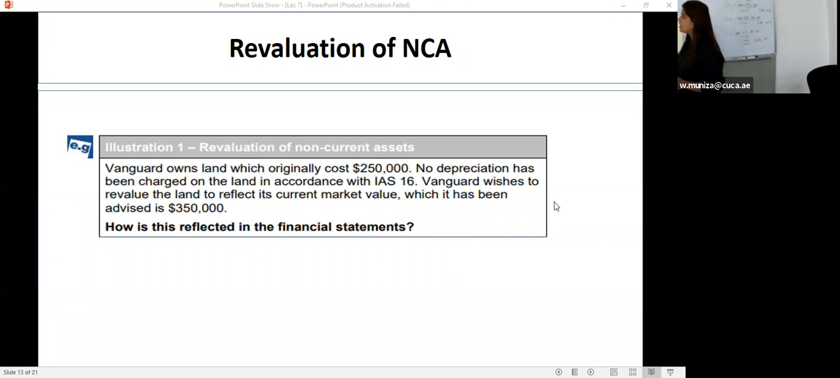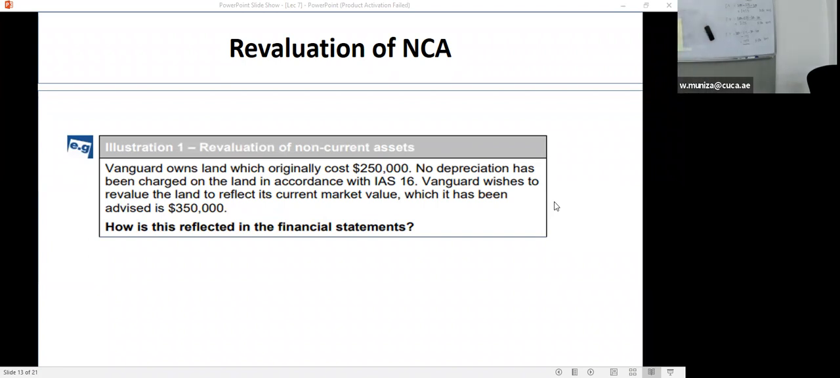God wishes to revalue the land to reflect its current market value, which it has been advised to be 350,000. The market value is 350,000. Now, students, the book value of the asset is 250,000 because there is no depreciation. Otherwise, the carrying value will be taken, that is cost minus accumulated depreciation. Since there is no depreciation, that is why cost will be compared to the market value. So, how much appreciation in value is there? 100,000.